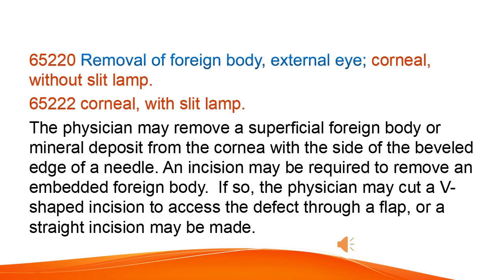Removal of foreign body, external eye, corneal, without slit lamp. Corneal, with slit lamp. The physician may remove a superficial foreign body or mineral deposit from the cornea with the side of the beveled edge of a needle. An incision may be required to remove an embedded foreign body. If so, the physician may cut a V-shaped incision to access the defect through a flap, or a straight incision may be made.